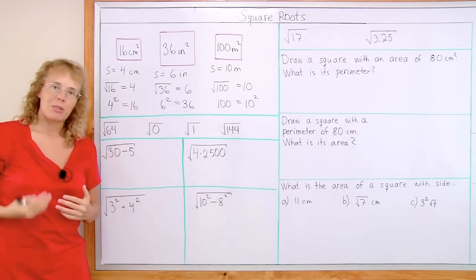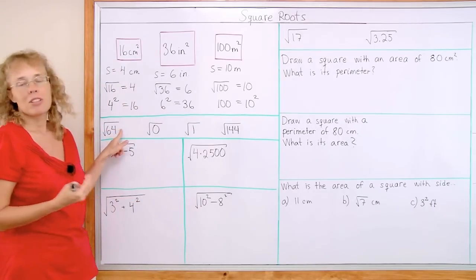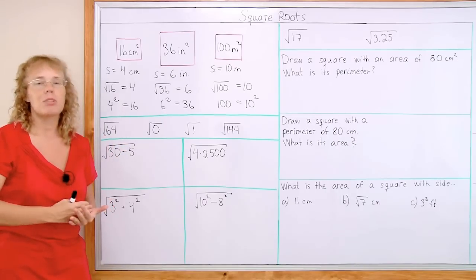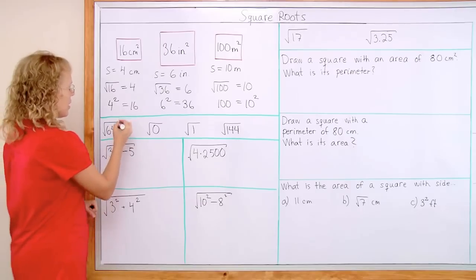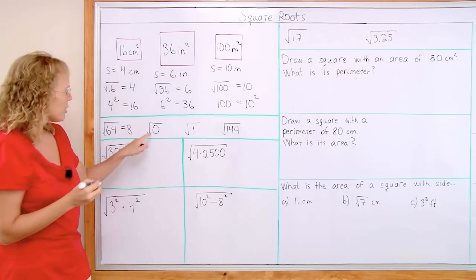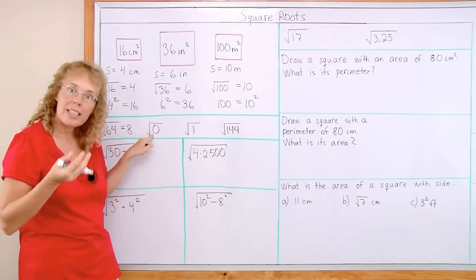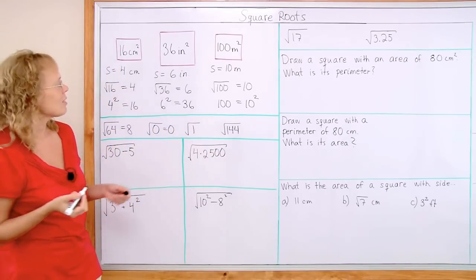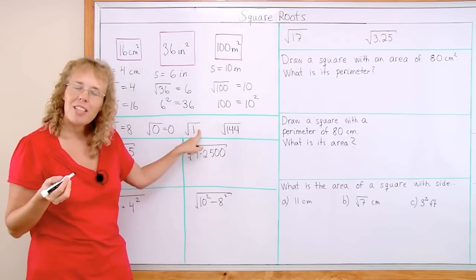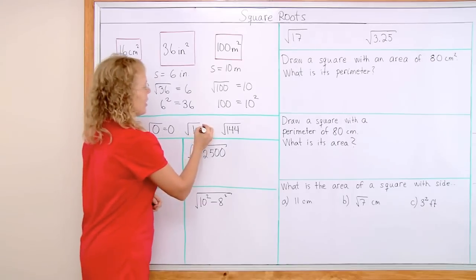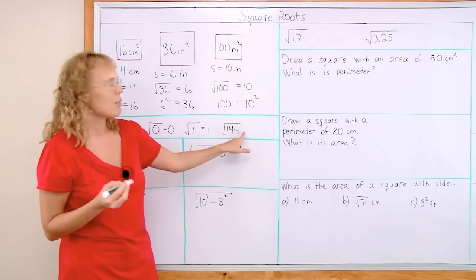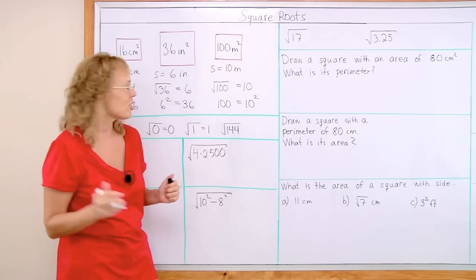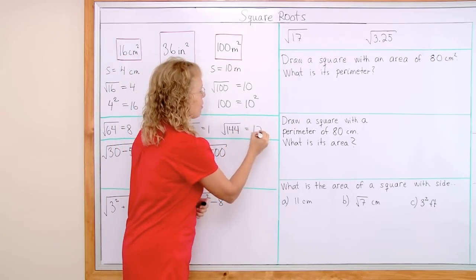Okay, let's solve some square roots now. Square root of 64. What number times itself equals 64? The answer is 8. Well, what number times itself equals 0? The answer is 0. 0 times 0 equals 0. And what number times itself gives you 1? The answer is 1. And what number times itself gives you 144? You remember your multiplication tables, right? This is 12.